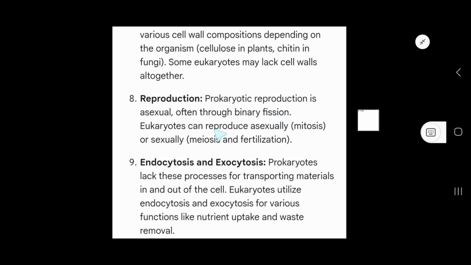8. Reproduction. Prokaryotic reproduction is asexual, through binary fission. Eukaryotes can reproduce asexually, by mitosis, or sexually, by meiosis and fertilization.